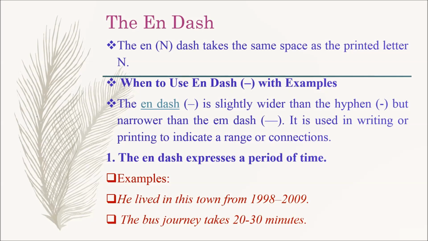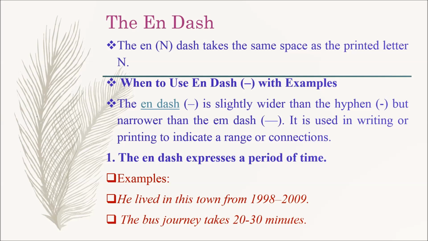Next, we are going to learn about the en dash. The en dash takes the same space as the printed letter N. Now let's see when to use the en dash with examples. The en dash is slightly wider than the hyphen but narrower than the em dash. It is used in writing or printing to indicate a range or connections. Now let's see the usage.